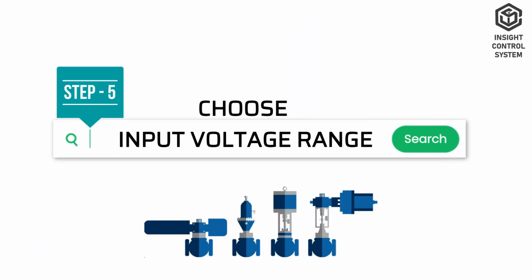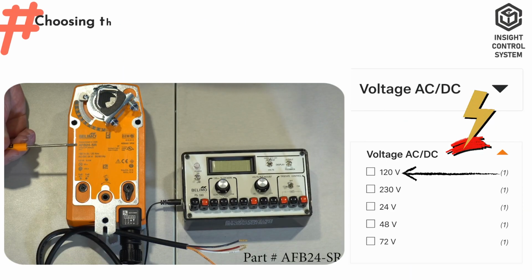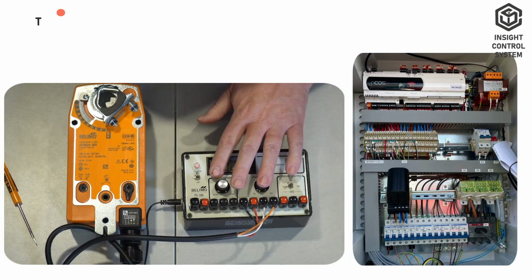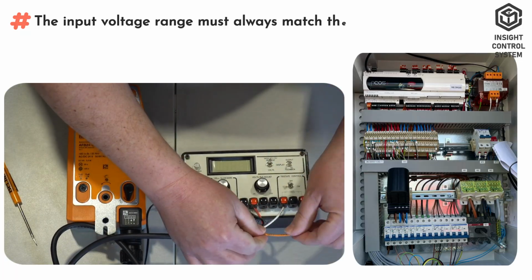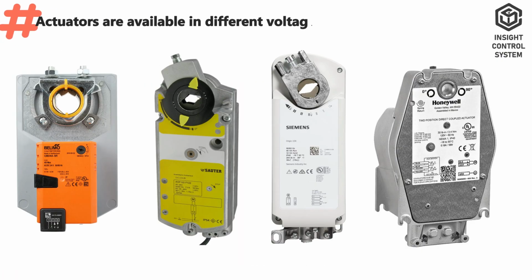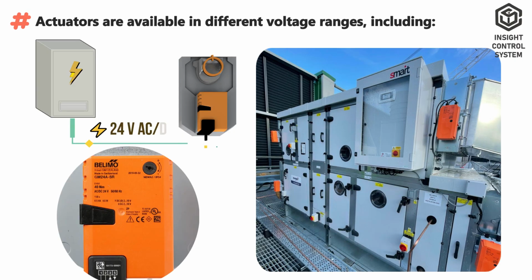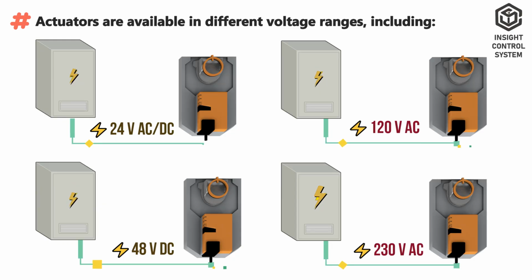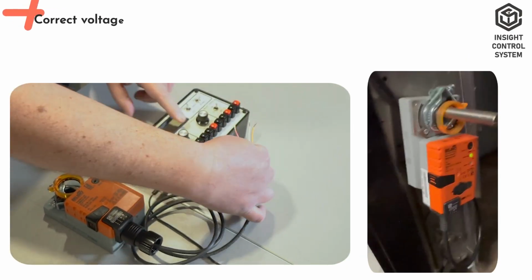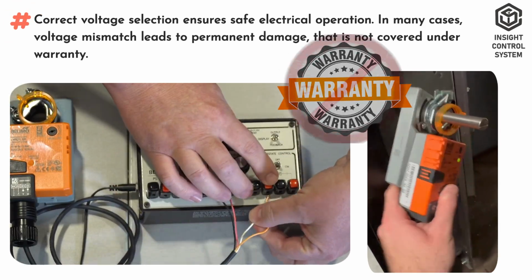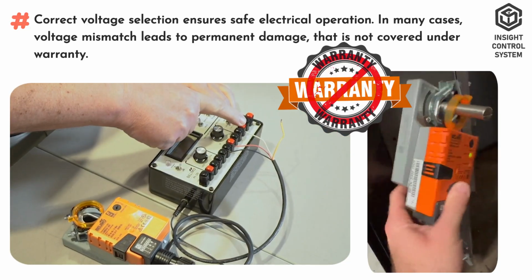Step 5. Choose the input voltage range. Choosing the correct actuator input voltage is not optional. It is a fundamental requirement. The input voltage range must always match the available power supply and control system. Actuators are available in different voltage ranges, including 24-volt AC or DC, which is most common for BMS, 48-volt DC, 120-volt AC, and 230-volt AC. Correct voltage selection ensures safe electrical operation. In many cases, voltage mismatch leads to permanent damage that is not covered under warranty.